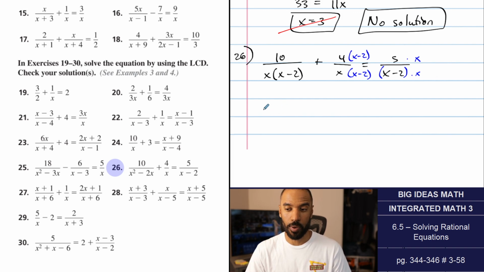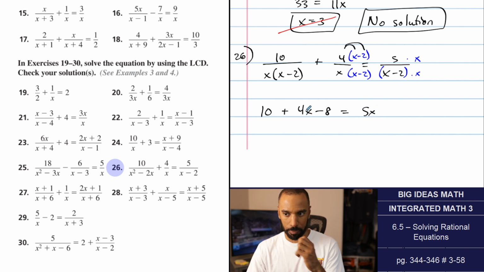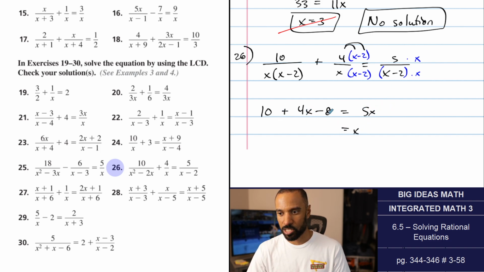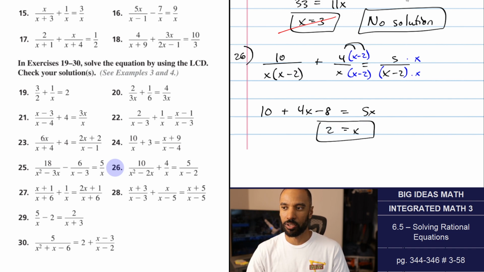This is only for equations. I never did this for expressions. We are multiplying both sides by x times x minus 2. That's what makes it go away. 4 distributes, we got 5 times x. I subtract 4x from both sides, get x, and 10 minus 8 is 2. We get x equals 2, and yet 2 is not allowed.